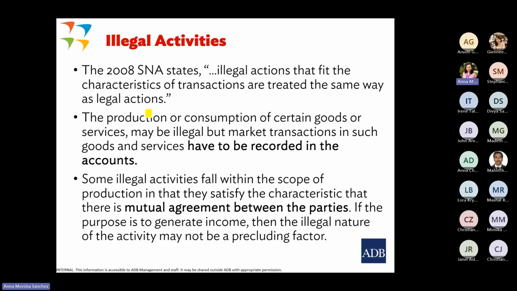In the 2008 SNA, it states that illegal actions fit the characteristics of transactions. These are illegal actions that fit the characteristics of transactions treated the same way as legal actions. So the production or consumption of certain goods may be illegal, but market transactions have to still be recorded in the accounts. That is why they have to be treated the same way as legal actions. Okay. Thus, some illegal activities fall within the scope of production and they satisfy the characteristic that there is still mutual agreement between the parties. There is still a transaction. And if the purpose is to generate income, then the illegal nature of the activity may not be a precluding factor.